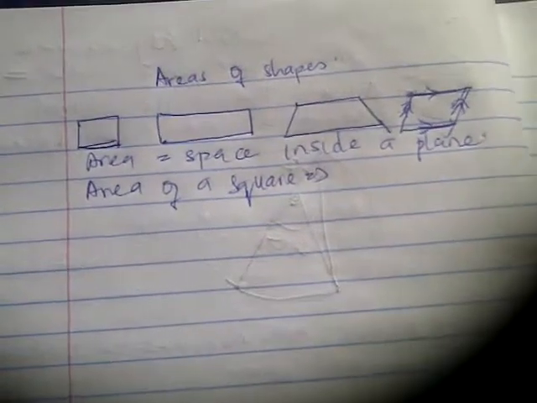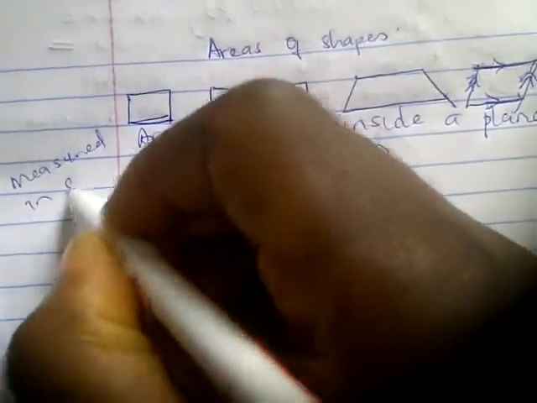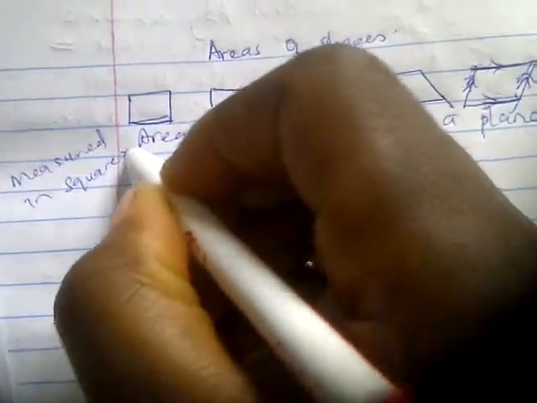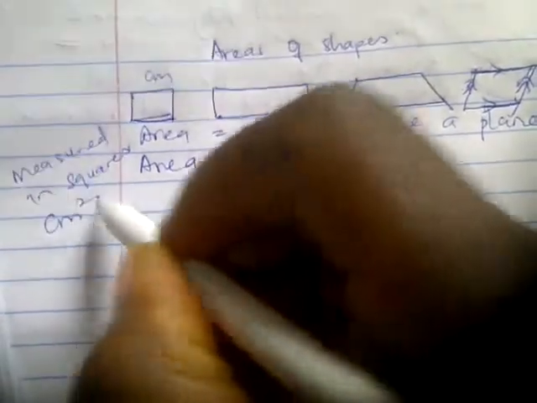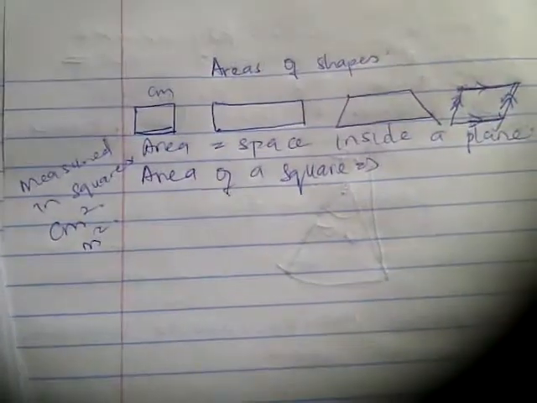Okay, and it is measured in squares. Always remember that, measured in squares. For example, if the unit here is centimeter, it's going to be centimeter squared. If the unit was in meter, it's going to be meter squared. It's always measured in squares.